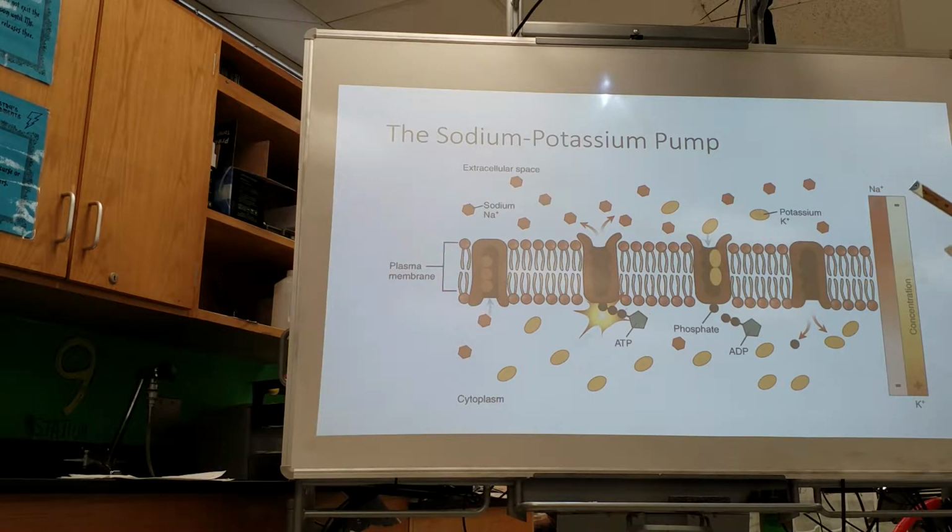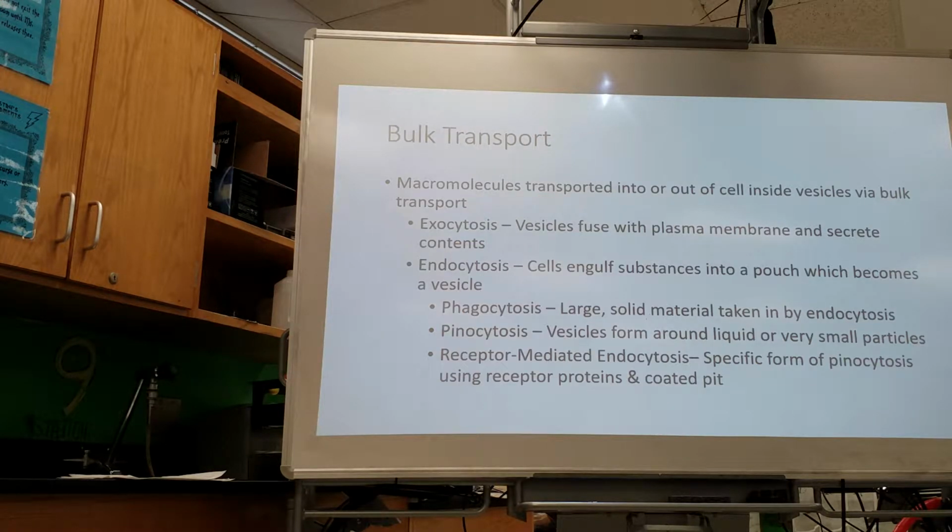So notice we have a high concentration of sodium outside the cell, and what direction are we moving the sodium? To the outside of the cell. We have a high concentration of potassium inside the cell. What direction are we moving the potassium? Towards the inside of the cell. So we're building a concentration gradient.